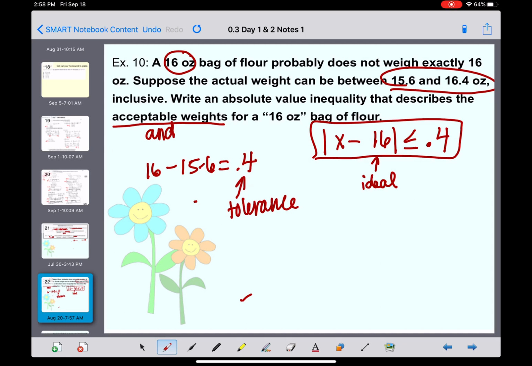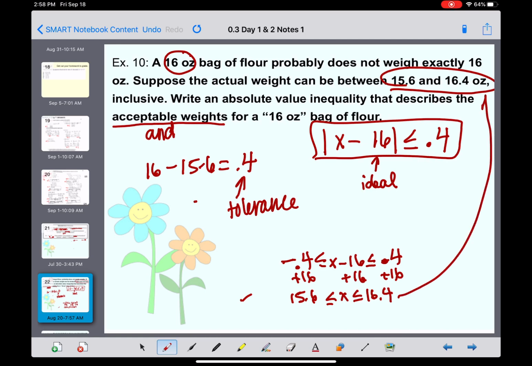So let's make sure that that's what we wanted. So if I were to solve this like in our last section, I would have it set up like this. Okay, and then I'd add 16. So that would give me 15.6 less than or equal to x less than or equal to 16.4, which is what I wanted. That's what that's describing. So that means I set up the inequality correctly. So this is my answer. This is just to check myself down here. This is my check.